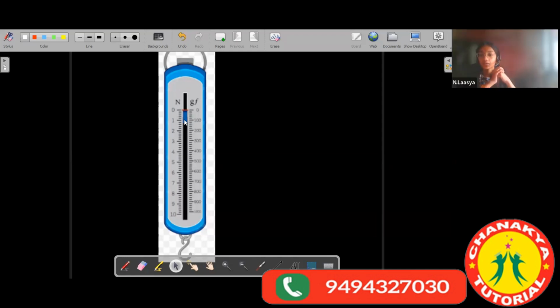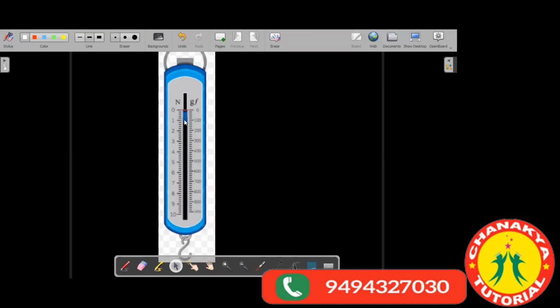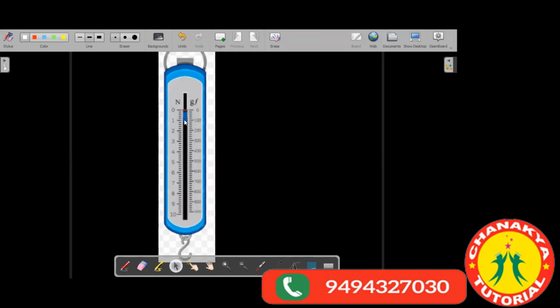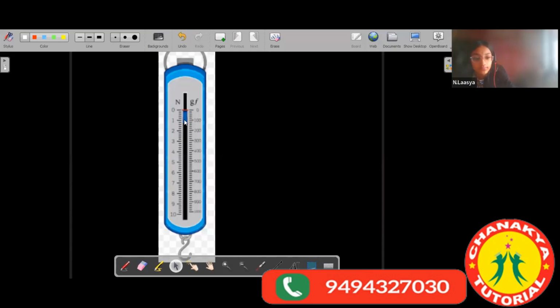Sir, where it is marked as N, 0, 1, 2, those are the newtons, right, sir? Yeah, they are the newtons. And on the other side, it's gram. 0, 100, 200, 300, 400, they are gram. Okay, sir. Thank you.